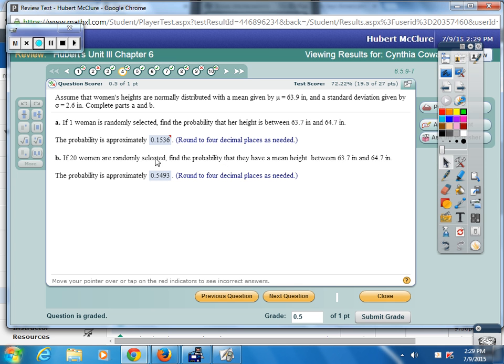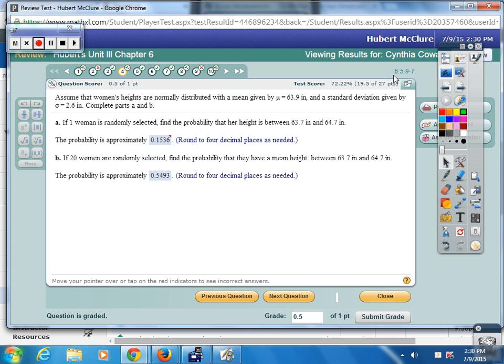I've never seen this problem before. Assume that women's heights are normally distributed with a mean... Complete A and B. Okay, this is a 6.5 question, is it not? Yeah, 6.5. So this worked out good, because this is going to put us right into the questions we got for homework.